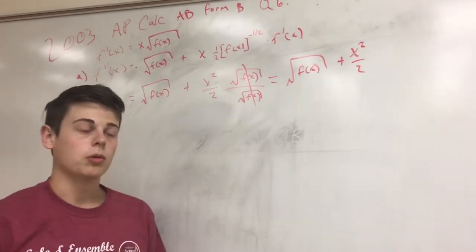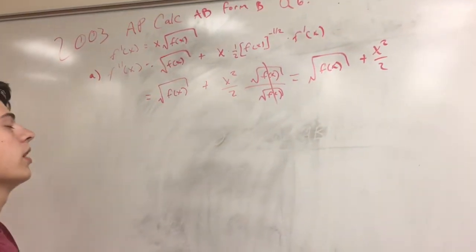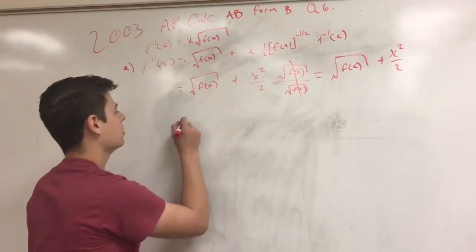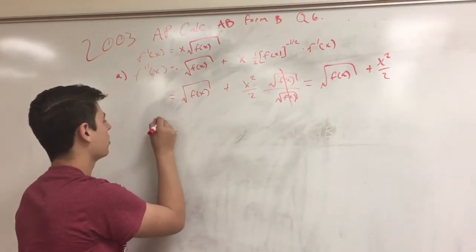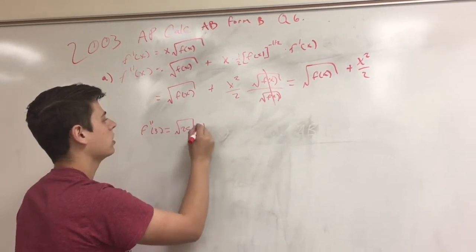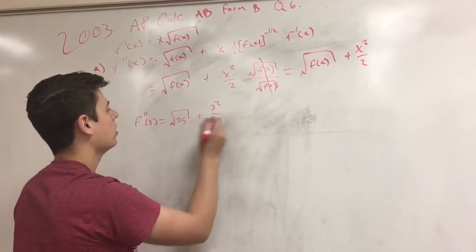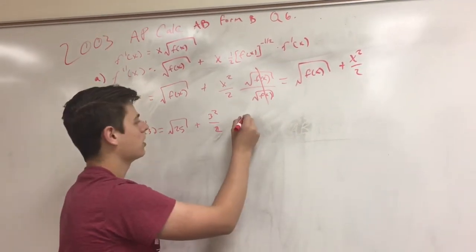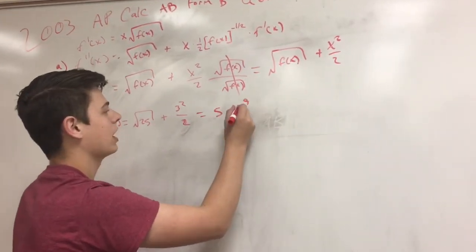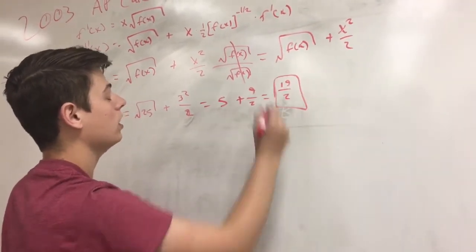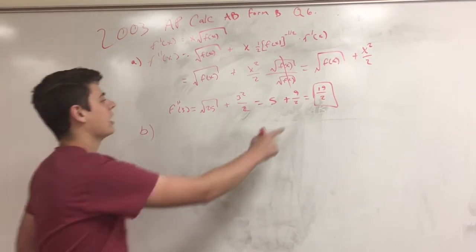We're solving for f double prime of 3, and we know that f of 3 is 25, that's given to us. So we plug that in here. We say the square root of 25 plus 3 squared over 2, which becomes 5 plus 9 halves, which is 19 halves. All right, so we get 19 halves for part A.